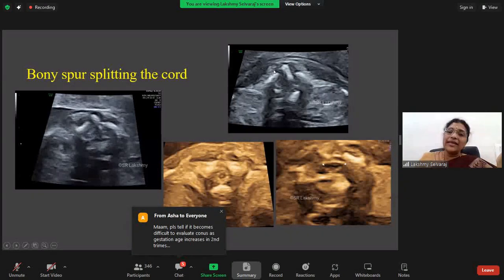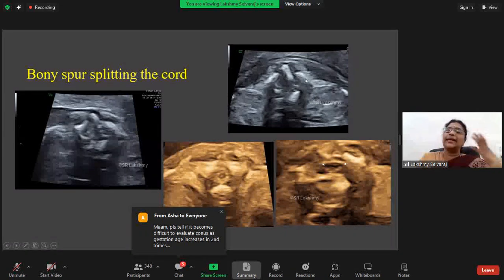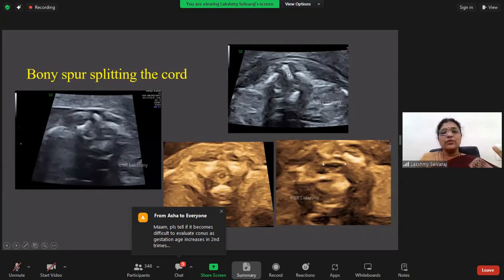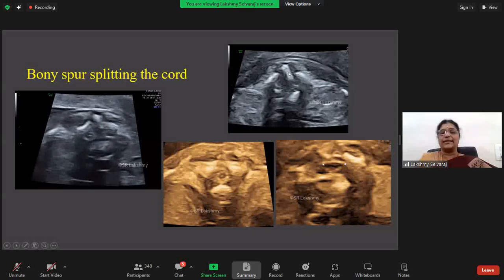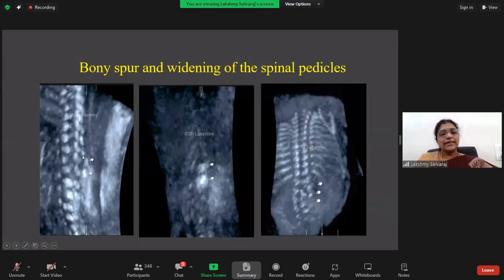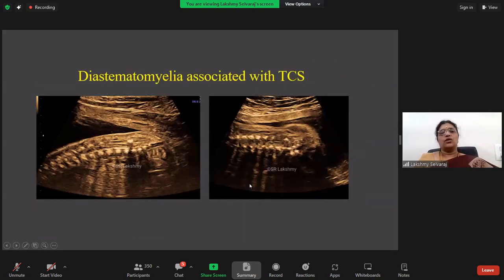If you want to evaluate the divergence of the pedicles, then that is the coronal section, and the bony spur is evident in the coronal and in the sagittal views. And this is a 3D rendition where you can see the bony spur here, and you see the sagittal section of the spine. This is the coronal section at a slightly superior level, where you can see the bony spur in the midline, and this is the widening of the pedicles of the spine. So that is diastematomyelia.